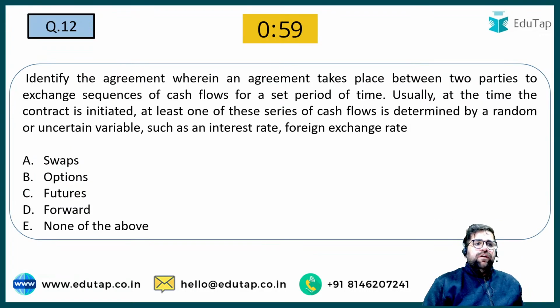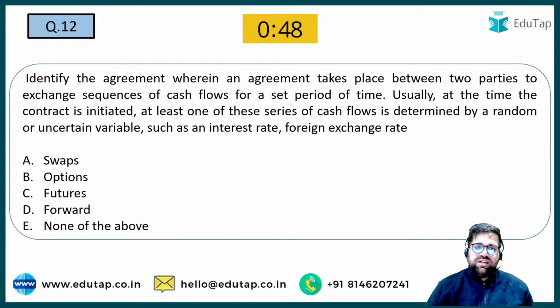Question number 12. Identify the agreement where the agreement takes place between two parties to exchange a sequence of cash flows for a set period of time. Usually at the time the contract is initiated, at least one of the series of cash flows is determined by a random or uncertain variable such as interest rate or foreign exchange rate. Tell me, what will be the answer for question number 12? Question number 12, anyone?